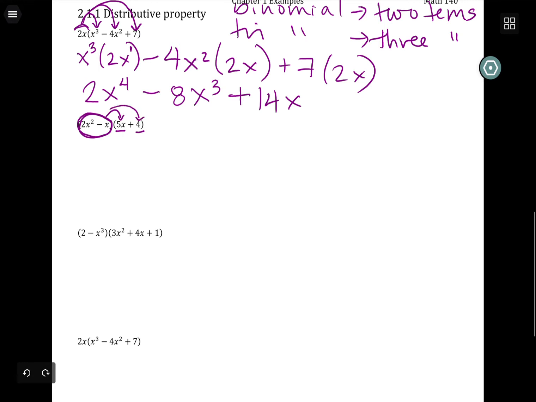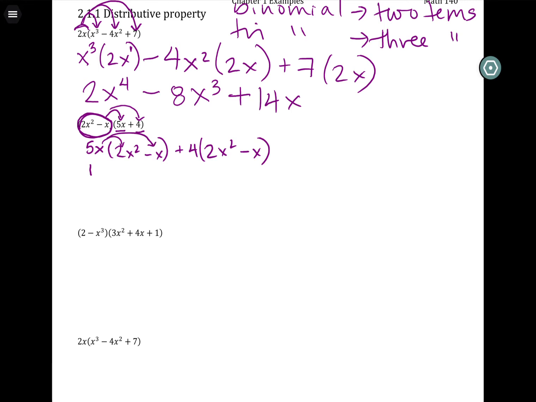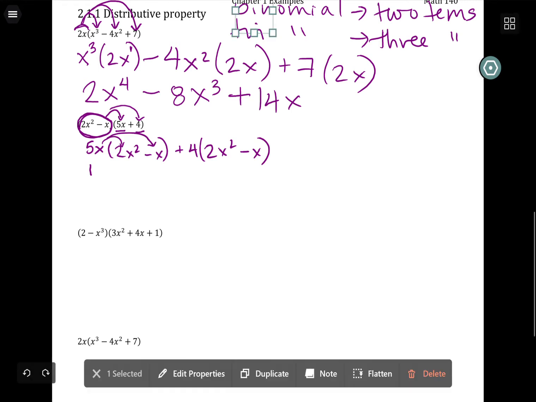So I'm going to get my 5x times 2x squared minus x, and then I'm going to get my 4 times 2x squared minus x, and that's going to give me, I get to distribute yet again. So see, always boils down to distributive property. That's really all that FOIL is, a shortcut for what happens. So I get a 10x to the third minus 5x squared plus 8x squared minus 4x.